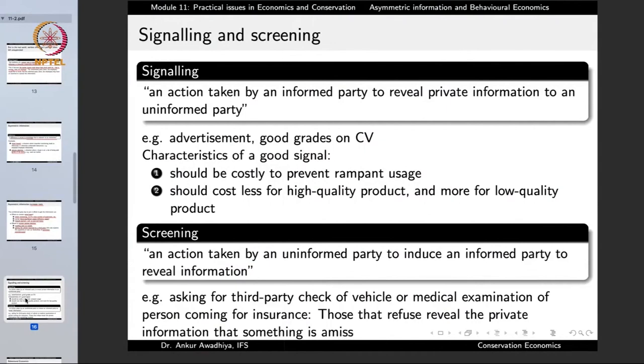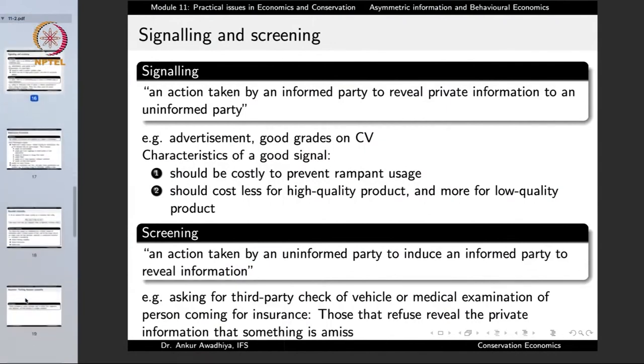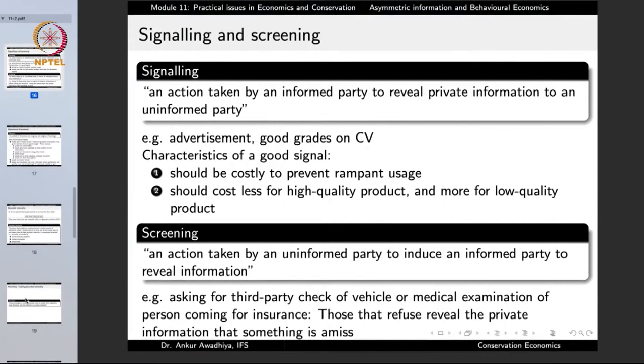Now, in this context, we can always talk about signaling and screening. These are two ways to counter the problem of asymmetric information. Signaling, we have seen it before as well. It is an action taken by an informed party to reveal private information to an uninformed party.